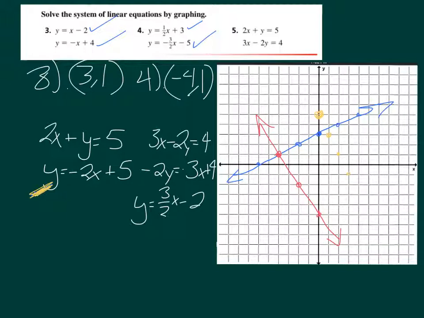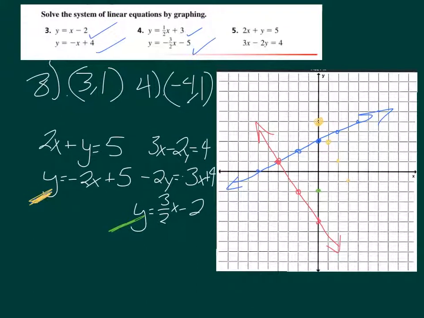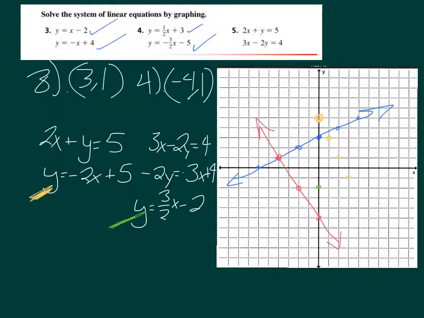Then I'm going to do the other line. Instead of red, let's do it in green. So I have negative 2 for my y-intercept. And then I go up 3. So I go up 1, 2, 3, and over 2. And it appears that my intersection is this point right there. It looks like my solution. It looks to be 2, 1.